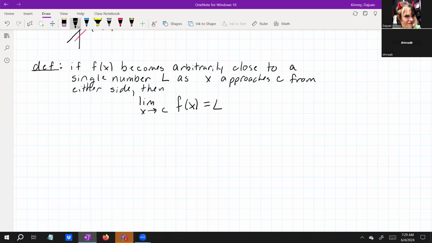Okay, so our formal definition of a limit is if our function f of x becomes arbitrarily close to a single number L as x approaches c from either side, then our limit is L. So our c, it's a weird way to write it, is our x value, and our L is our y value. I used to get those two mixed up. So c is what x is doing, L is where our y ends up in this case.